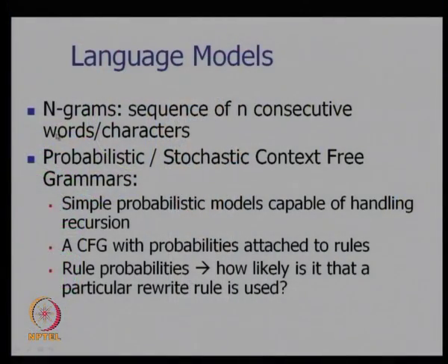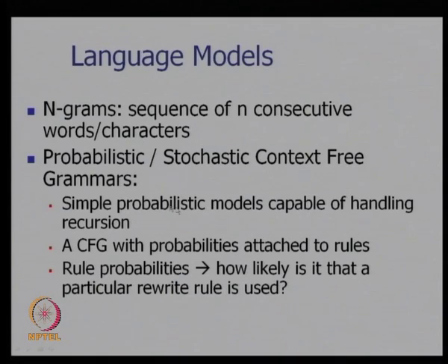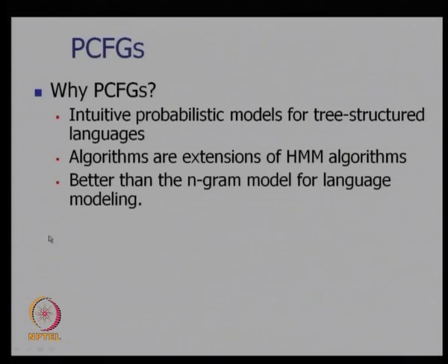Language models we have discussed already before. There are n-grams, there are probabilistic, stochastic, context-free grammars. Now, context-free grammar, probabilistic context-free grammars are a very powerful mechanism for capturing language regularities. Simple probabilistic models are capable of handling recursion. A CFG with probabilities attached with the rules. Rule probabilities imply how likely is it that a particular rewrite rule is used. We elaborate these ideas as we go ahead.